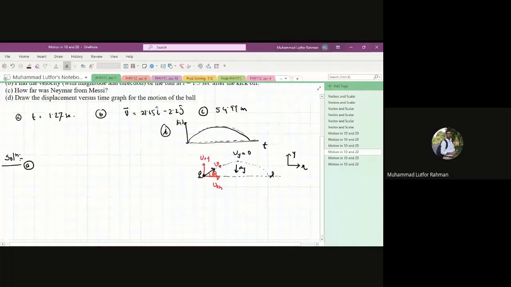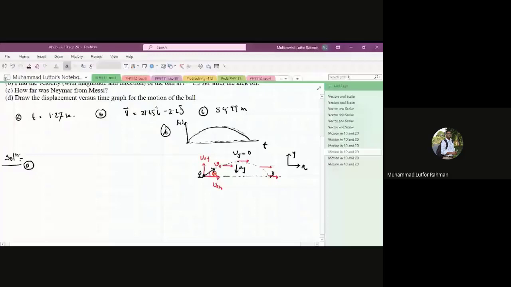Fine. Once it reaches the top, the vertical component must be equal to 0, right? But the horizontal component will remain the same. If I draw that diagram, this is your v naught x, this is v naught x, this is v naught x. Even over here it will also remain the same, v naught x, but the vertical component will gradually be reduced after crossing the maximum height. It will move in the downward direction.